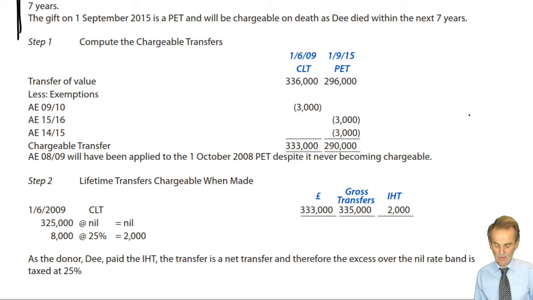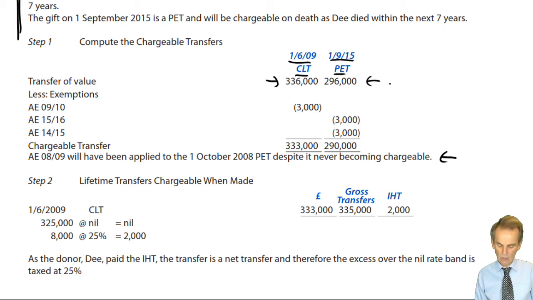Now, again, we've got two lifetime transfers here. We've got the CLT in June 09. Notice, again, here, we are talking about the chargeable transfers. There was the earlier PET. You could put a column in for it if you wish, but you know there's going to be no chargeable transfer. The relevance of it is dealt with here in a note. But that transfer of value of the CLT was £336,000. The September 15 PET, 296, straight from the question.